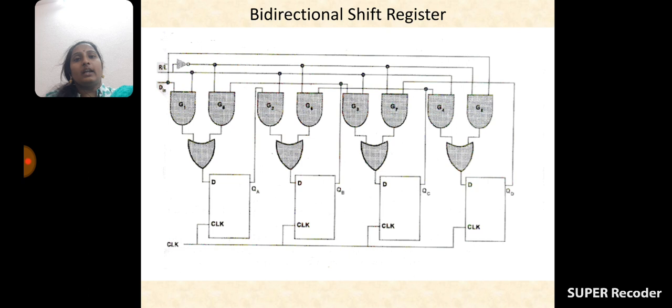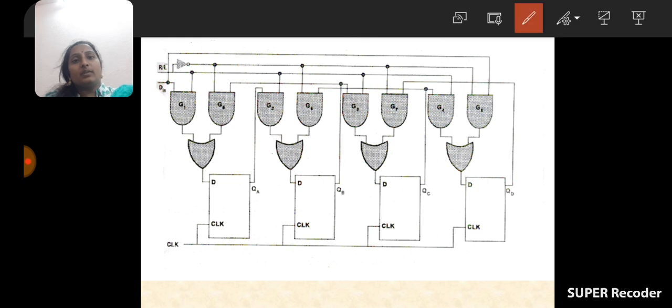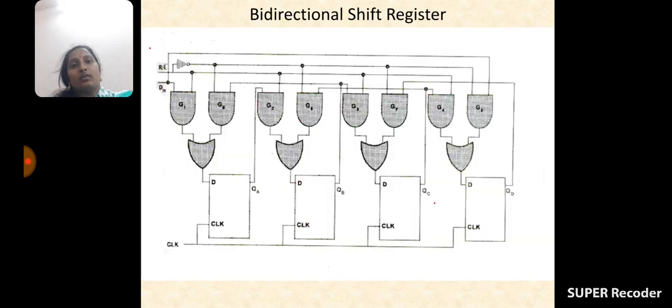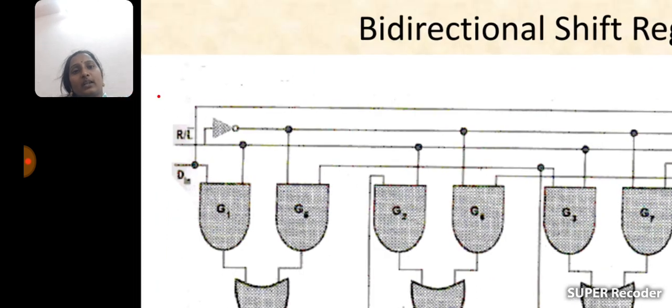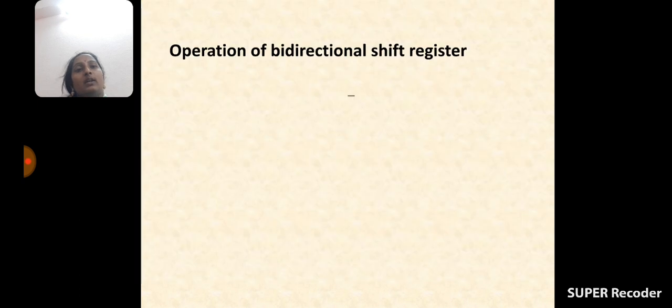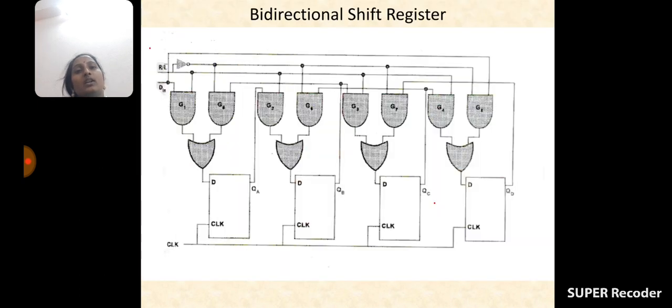See here in the diagram, the main thing is there is one logic input, R by L bar. If R is equal to 1, the data must be moved to the right side. If R is equal to 0, the data must simply be moved to the left side. So it depends upon the level applied to the R by L control. So here it is called R by L control. Depending upon the data applied to this R by L control, the data must be moved either to the left side or to the right side.